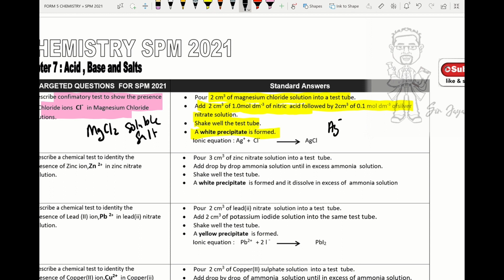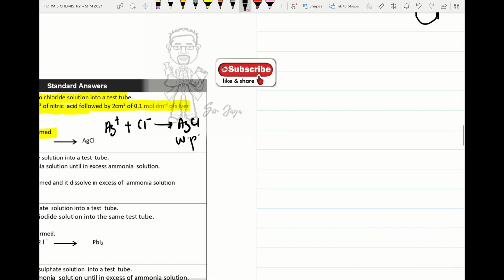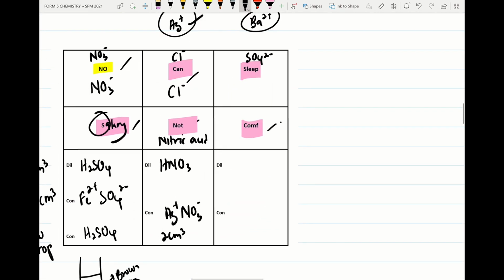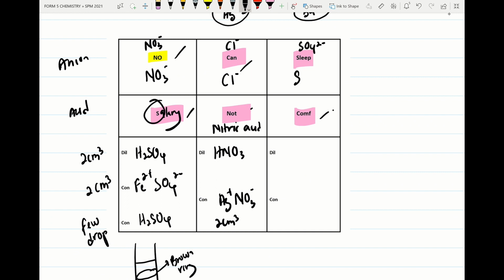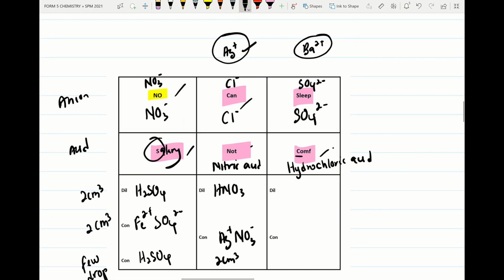Ionic equation: the silver ion combines with the chloride ion and forms silver chloride. This is the white precipitate. Please remember this one. Alright, we move on to the next ion. This is sulfate ion. For sulfate ion, the acid that starts with C, so we take hydrochloric acid. Please remember this ion, barium ion.